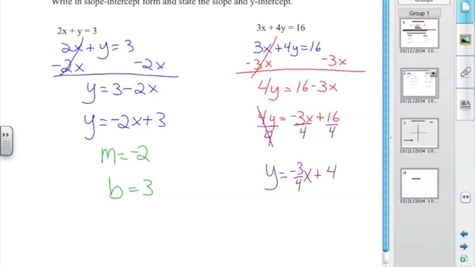So now that we have our equation written as y equals negative 3/4 x plus 4, we can get our slope, which is negative 3/4, and our y-intercept is 4.